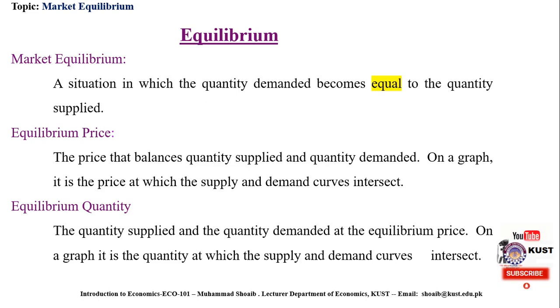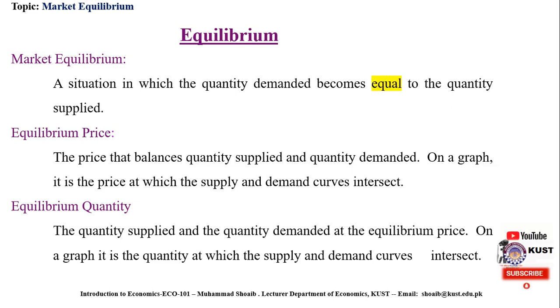It is the situation in which the sellers are willing to sell a specific commodity to the buyers and the buyers are willing to buy a specific commodity from the sellers, and they both agree on the price and the quantity. So that situation is called market equilibrium.